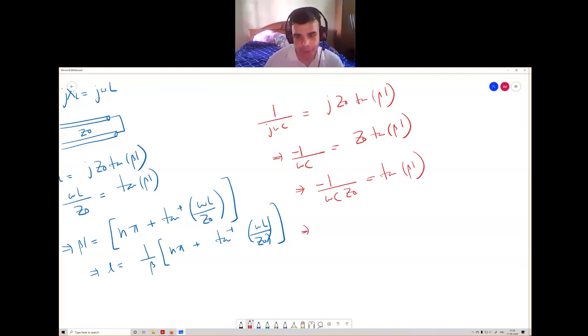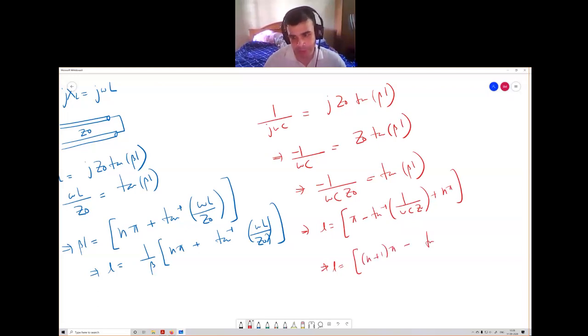So beta l equal to pi minus tan inverse of omega C Z0 plus n pi. Or beta l equal to n plus 1 pi minus tan inverse of 1 by omega C Z0. This additional pi is there to make this l positive. Otherwise, the l might be negative, and negative l will not make sense. Is it okay?